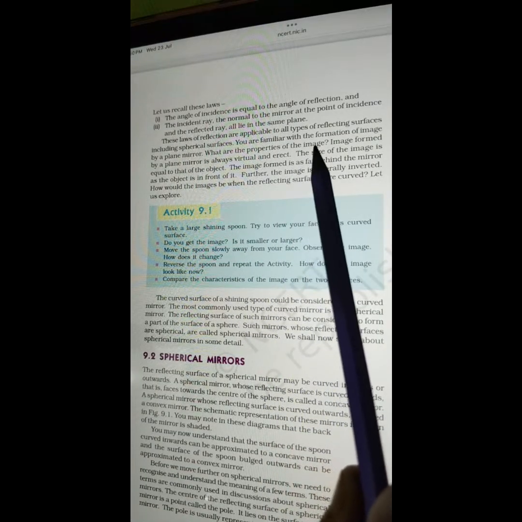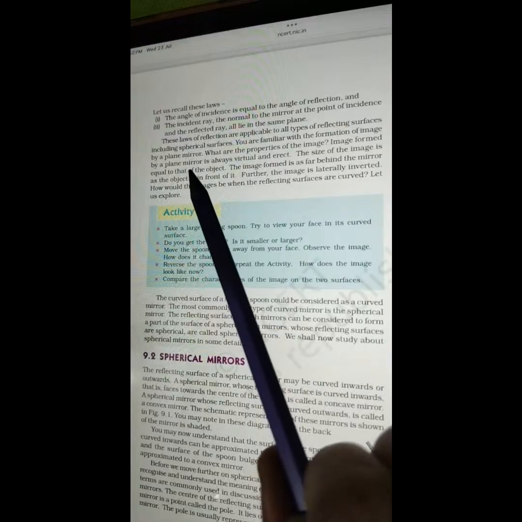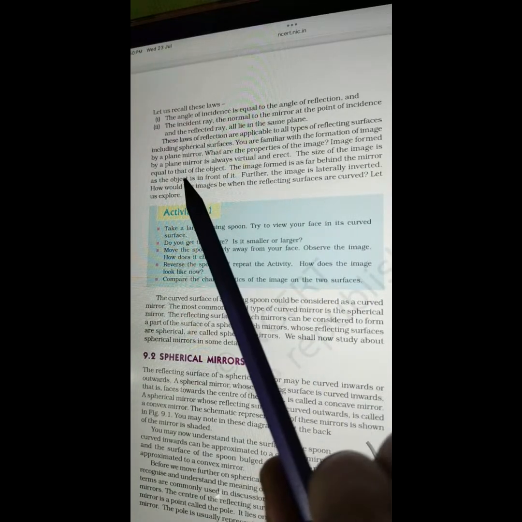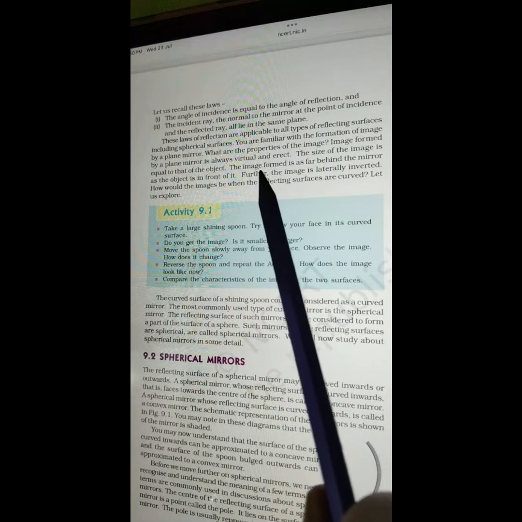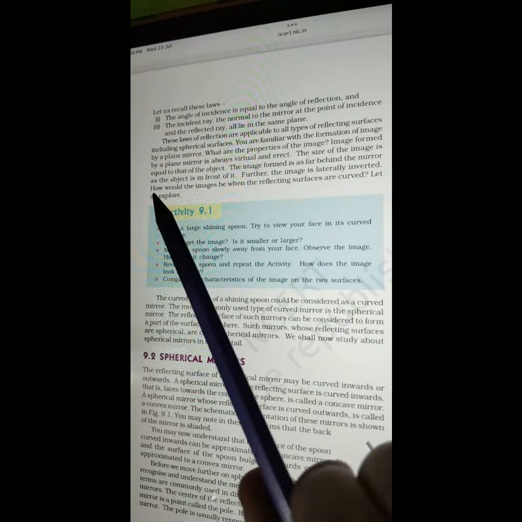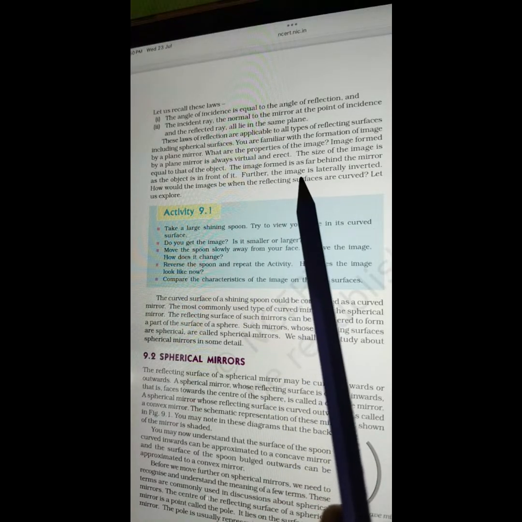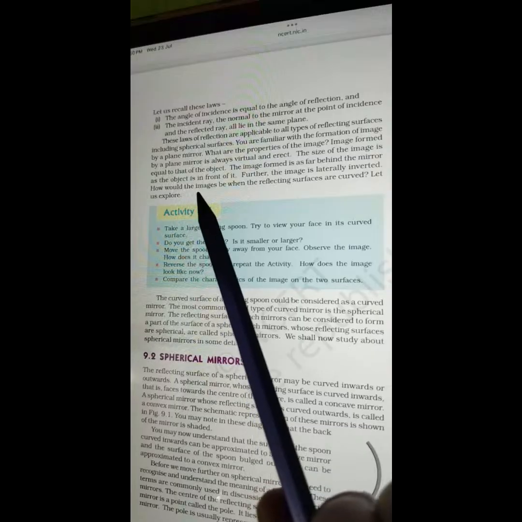You are familiar with the formation of image by a plane mirror. What are the properties of the image? The image formed by a plane mirror is always virtual and erect. The size of the image is equal to that of the object. The image formed is as far behind the mirror as the object is in front of it. Further, the image is laterally inverted. How would the images be when the reflecting surfaces are curved? Let us explore.